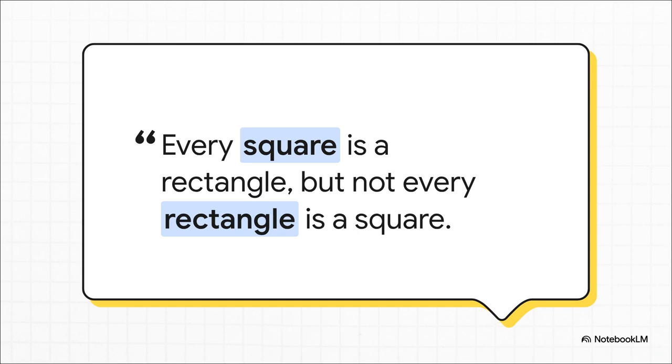It makes perfect sense now, doesn't it? A square is a type of rectangle because it fits the definition. It's a parallelogram with right angles, but it also has that extra rule, the equal sides, that most rectangles just don't have. The family tree makes that relationship totally clear.